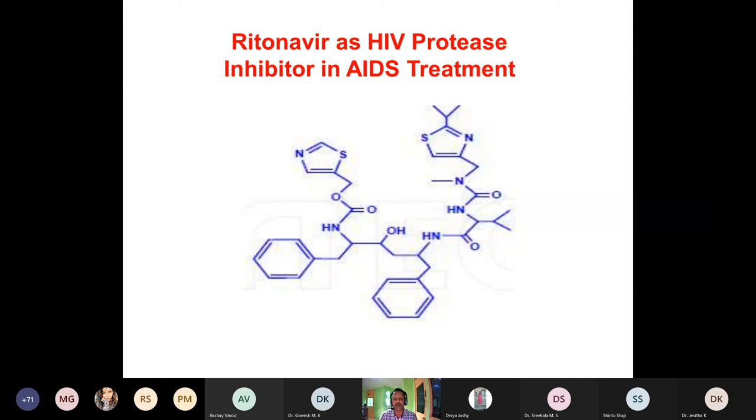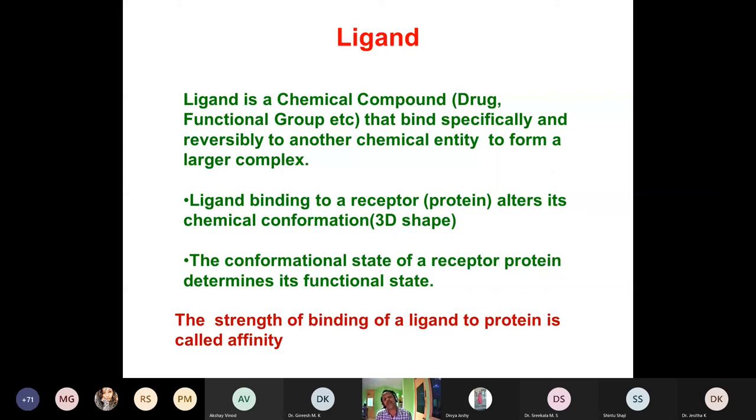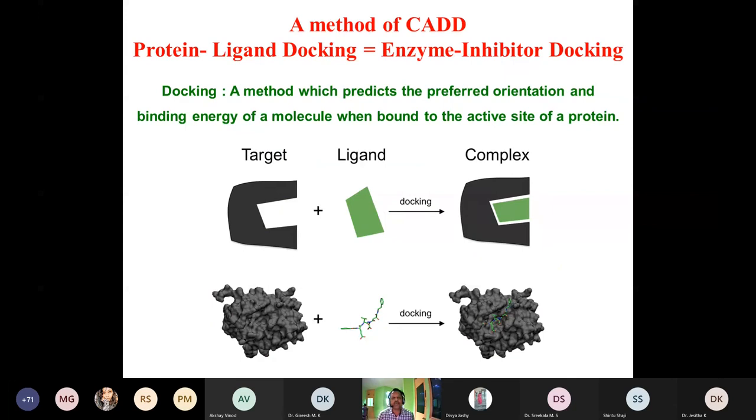Then what is the role of docking, molecular docking, in this drug discovery process? Docking means finding the binding affinity or binding free energy of a small molecule to the target protein, and the process is called molecular docking. The computational mimicking of the binding of a small molecule to the pocket of a target protein is called molecular docking.